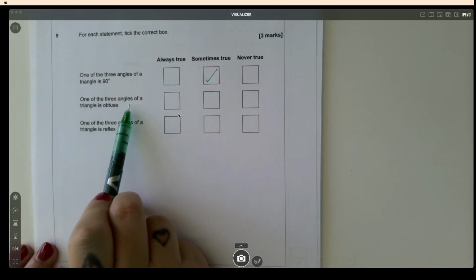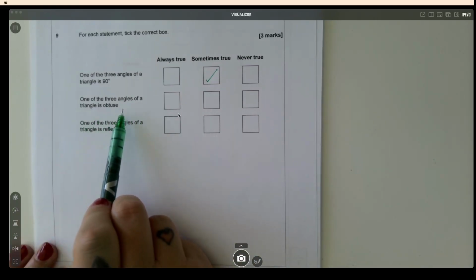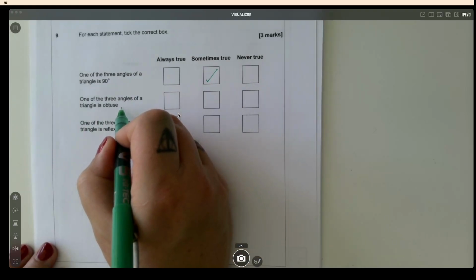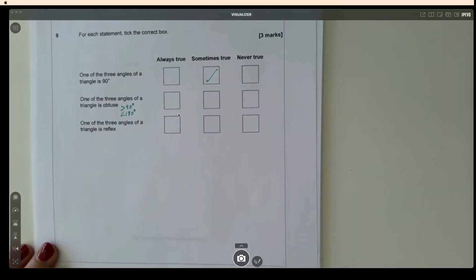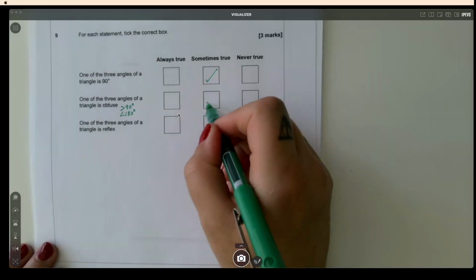Next statement, one of the 3 angles of a triangle is obtuse. Now the definition of an obtuse angle is greater than 90 degrees, but less than 180 degrees. If we have an angle greater than 90 degrees, we could potentially have extremely small acute angles, but we couldn't have more than one obtuse angle in a triangle. And there'd be very few cases where that occurs. So it can't always be true, but it could sometimes be true.